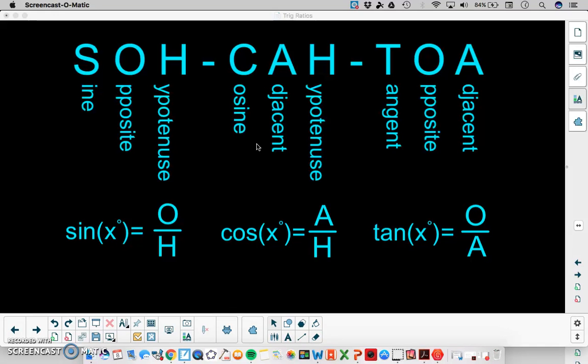An acronym that you can use to remember sine, cosine, and tangent is SOH-CAH-TOA. Sine opposite hypotenuse is SOH. Cosine adjacent hypotenuse is CAH. Tangent opposite adjacent is TOA. And those just come from the definitions of sine, cosine, and tangent. They're based on those definition equations that we saw in our diagram.